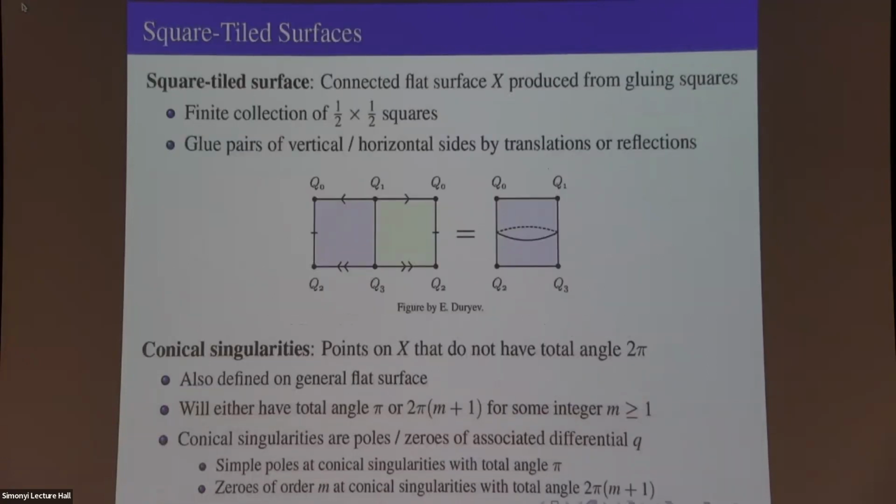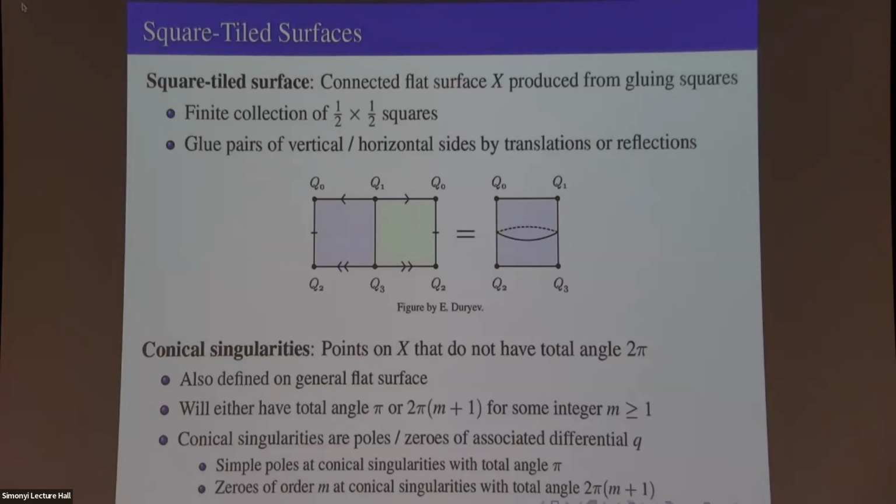In this case, what you'll see is that you have 4 conical singularities, each of angle pi. So you kind of halve the angle by this anti-parallel gluing procedure. Okay, so the idea basically is that any conical singularity will either have total angle pi or total angle 2 pi times n plus 1 for some integer n that's at least 1.